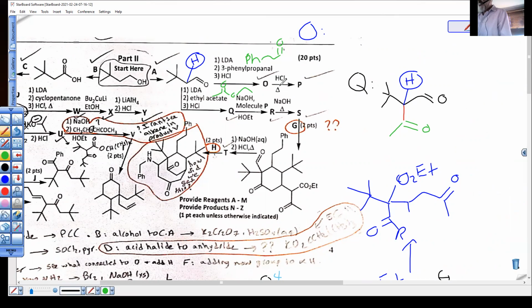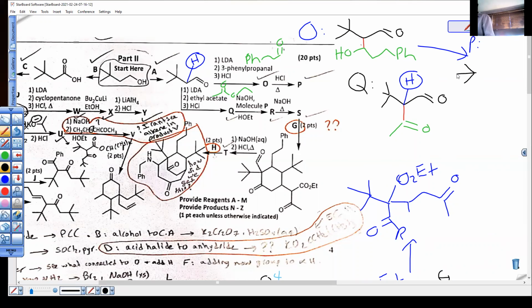You copy the tert-butyl. Alpha carbon is going to be attached to something. The carbonyl of the green molecule is now an OH. That's why we call this an aldol. We just made an alcohol and aldehyde in the same molecule. And then that's going to condense to make P, which we need next.